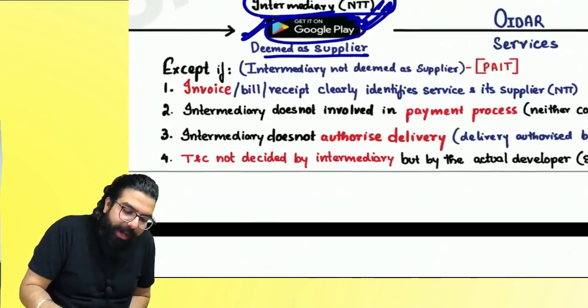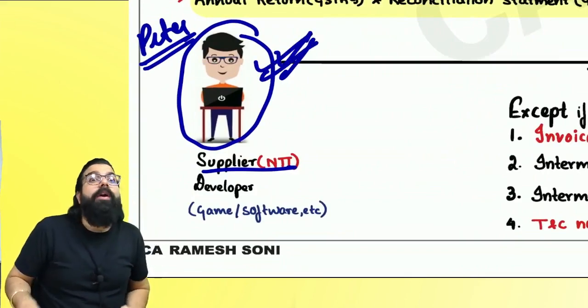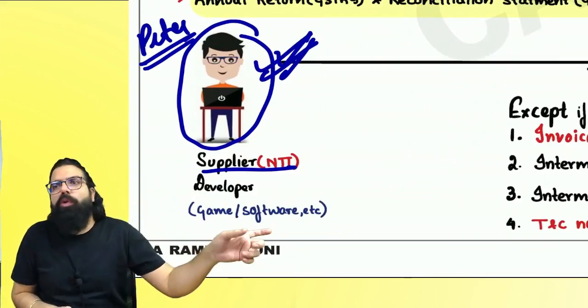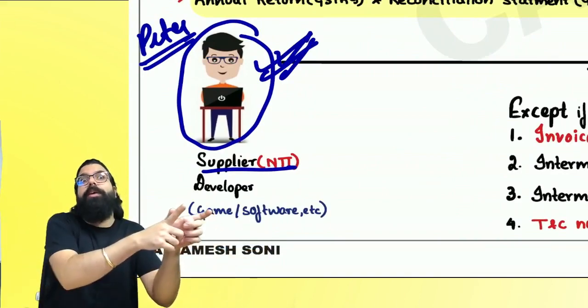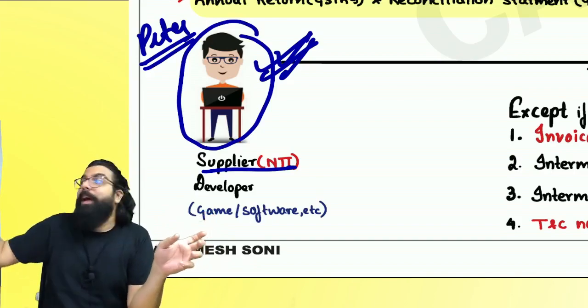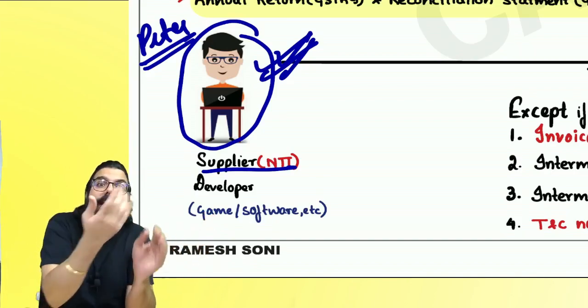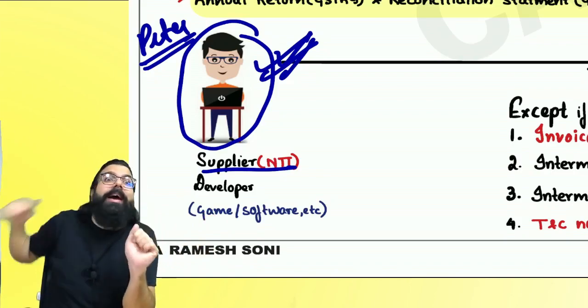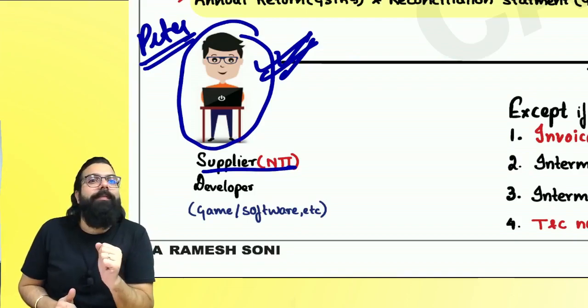But sir, can it be deemed that this person is the OIDR? For example, when you download the game, Google Play Store does not give you an invoice. The actual supplier gives you the invoice. When you download the game, the actual authorization is given by the supplier. When you download the game, the actual payment goes to the supplier. Then who is the OIDR? Google Play Store or the actual supplier?